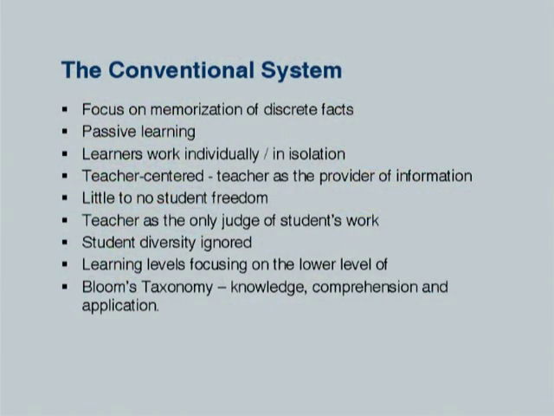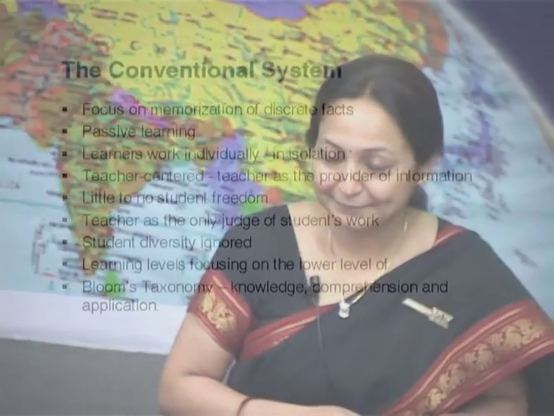Two, the conventional system also highlights what is known as passive learning, where learners are supposed to be like sponges or empty slates, wherein the teacher's job is to pour in some data and they are supposed to absorb that data. Nothing much is happening from the learner's side other than sitting and taking down, as you saw in this movie, that they are just sitting over there and only writing down things.